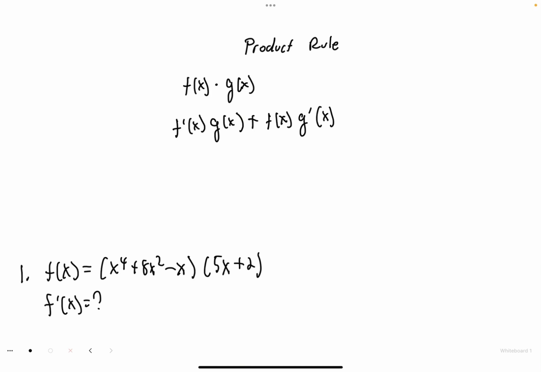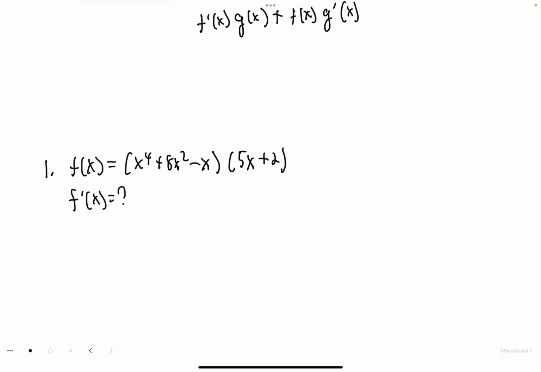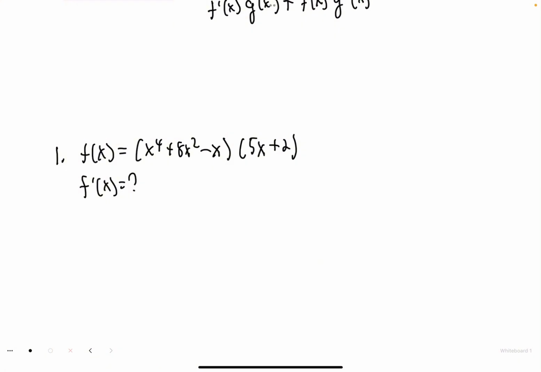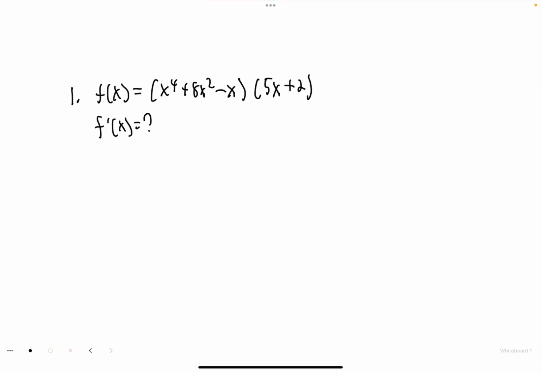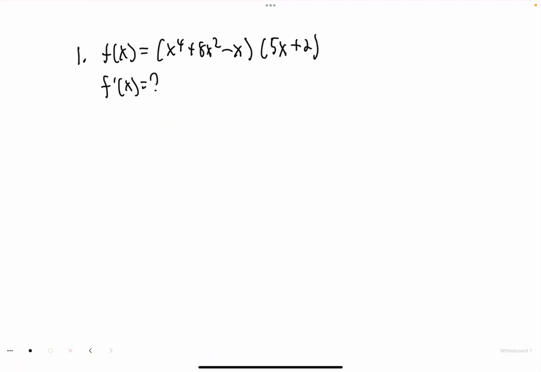So let's start by being given an example. Number 1, f of x is equal to x to the fourth plus 8x squared minus x, multiplied by 5x plus 2. So an easy strategy with these types of problems is to just set these functions apart. So f of x, let's just say f of x is x to the fourth plus 8x squared minus x. And let's find the derivative of this function.